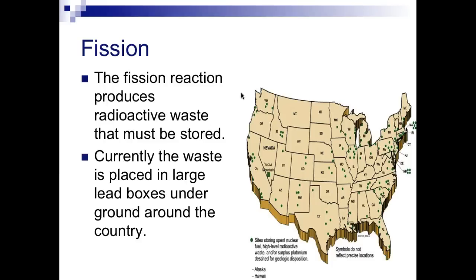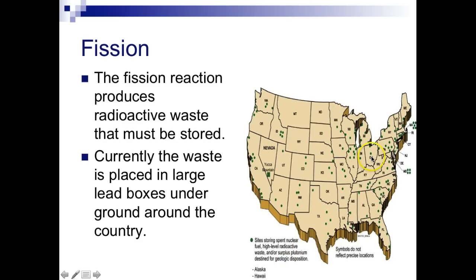When we talked about fission, again, remember, fission is when you split a large nucleus into two smaller nuclei. Fission reactions produce radioactive waste, and the radioactive waste must be stored. Currently, the waste is being placed in large lead boxes under the ground all over the country. The little green dots are sites that are storing spent nuclear fuel, high levels of radioactive waste, and or surplus plutonium designated for geological deposition.